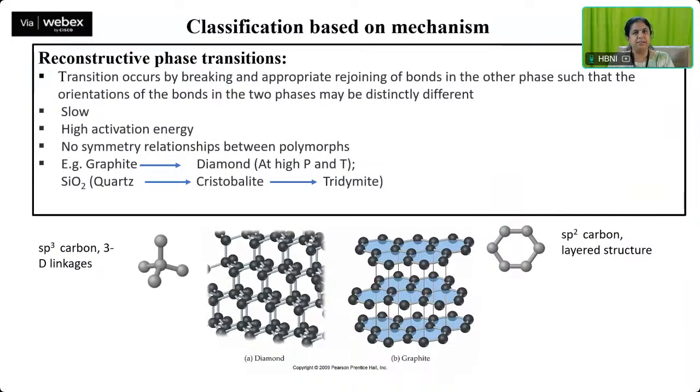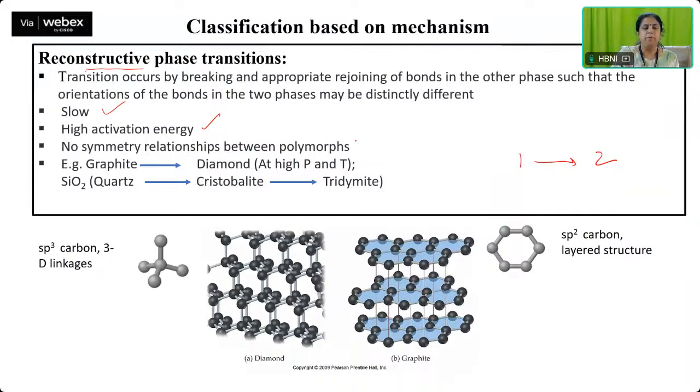Reconstructive phase transition, as the name suggests, is the phase transition that occurs by breaking and then rejoining of the bonds. That is, when you want to go from phase 1 to phase 2, you have to break many bonds and reform newer bonds. Breaking of old bonds, formation of newer bonds. That is why it is called the reconstructive phase transition, because you are reconstructing the second phase. Because they involve breaking and reformation, they are slow. Because they involve breaking of bonds, they involve high activation energy.